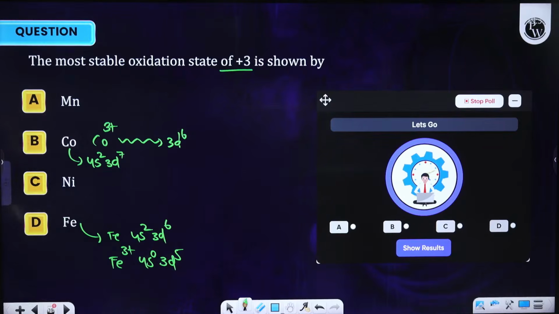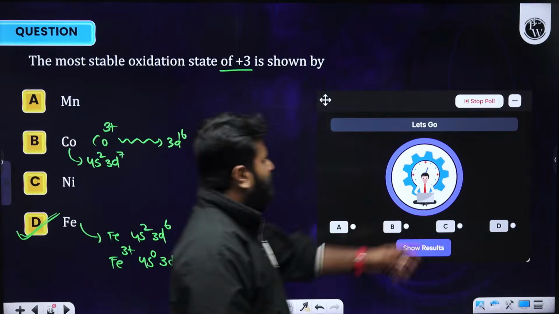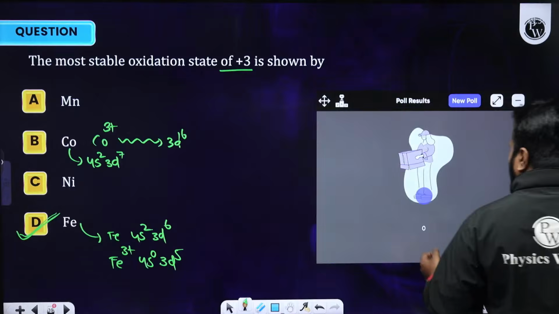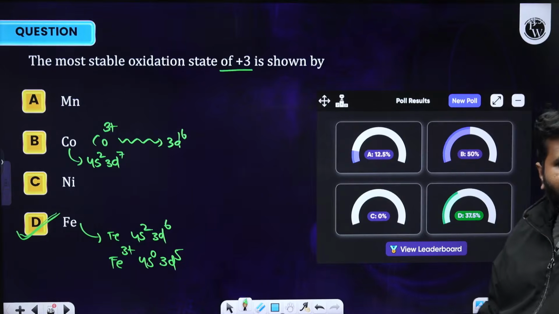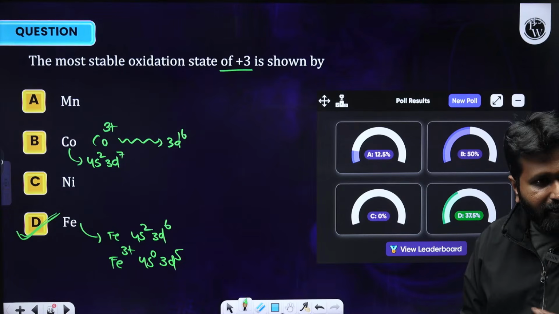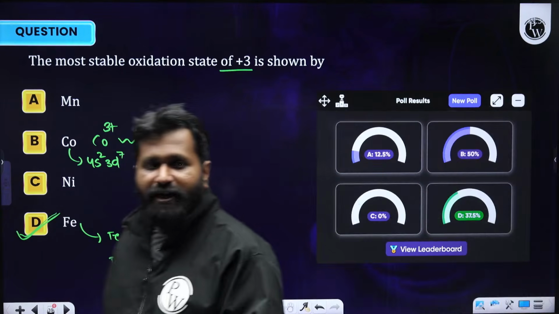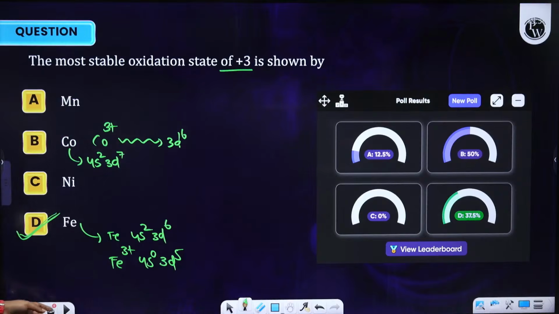Now tell me, my dear students, which is more stable? Option D is more stable. Very simple. Yes, Fe3+ means 3d5 electrons. Next question.